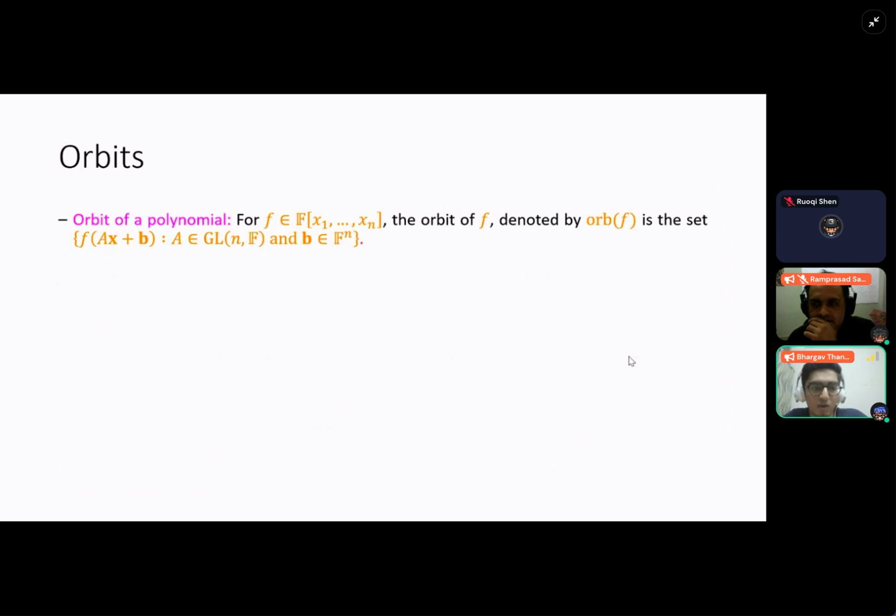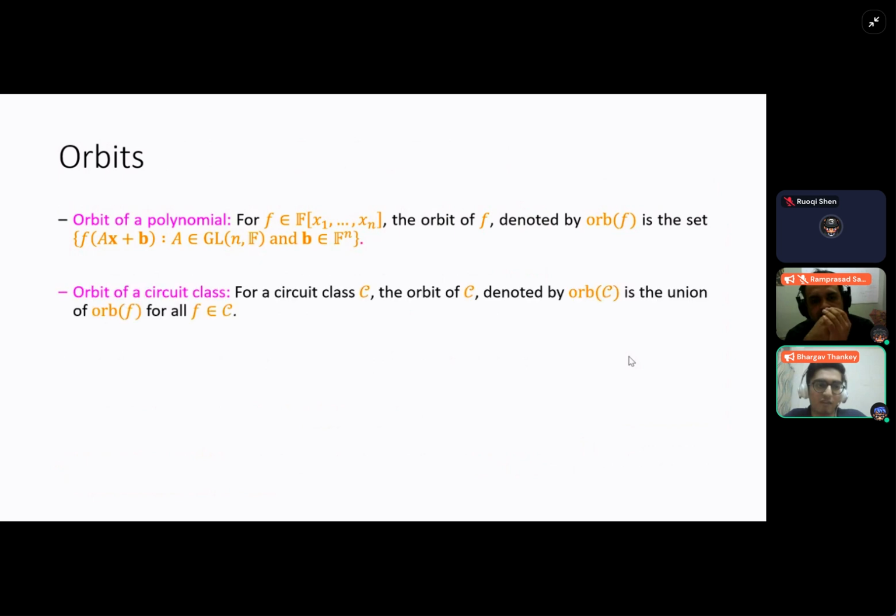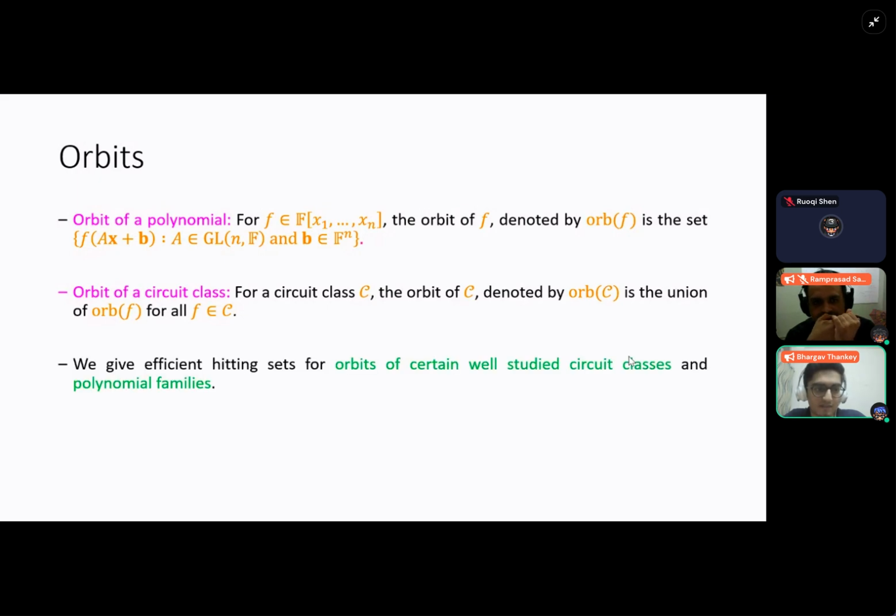Since this work focuses on hitting sets for orbits, let me define what orbits are. So for an n-variate polynomial f, the orbit of f is the set f of Ax plus b, where A is an n cross n invertible matrix and b is a vector in F to the n. And for a circuit class C, the orbit of C is the union of the orbit of f for all polynomials f in C. In this work, we give efficient hitting sets for orbits of certain well-studied circuit classes and polynomial families.